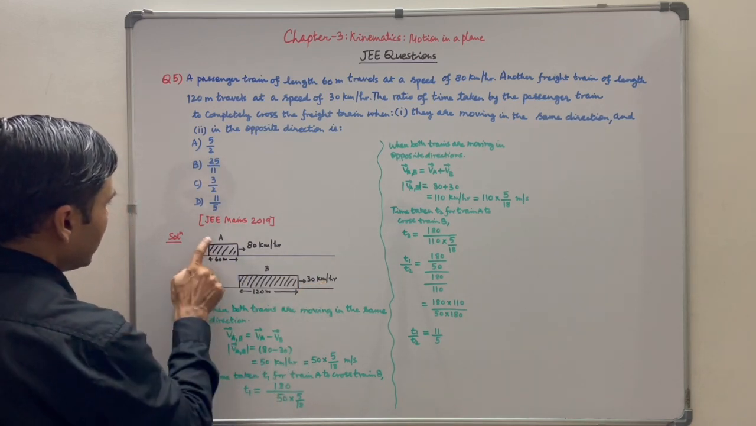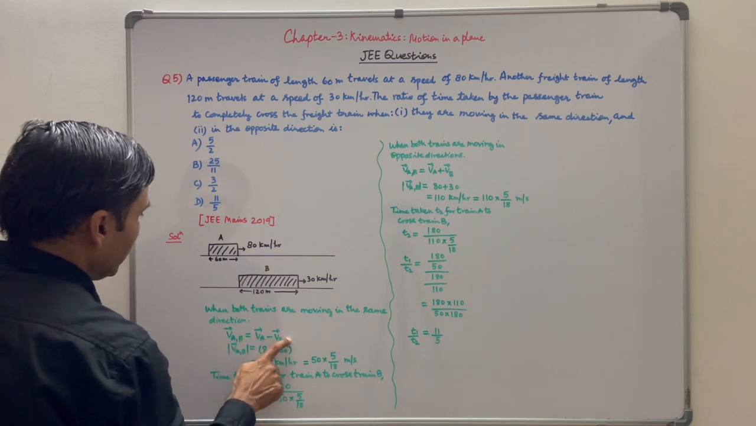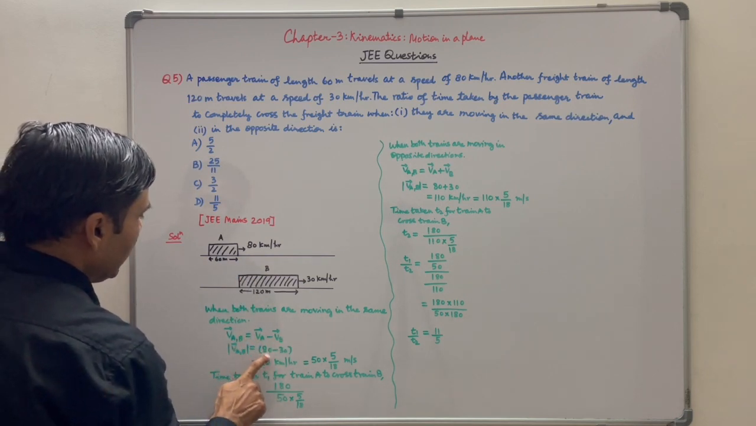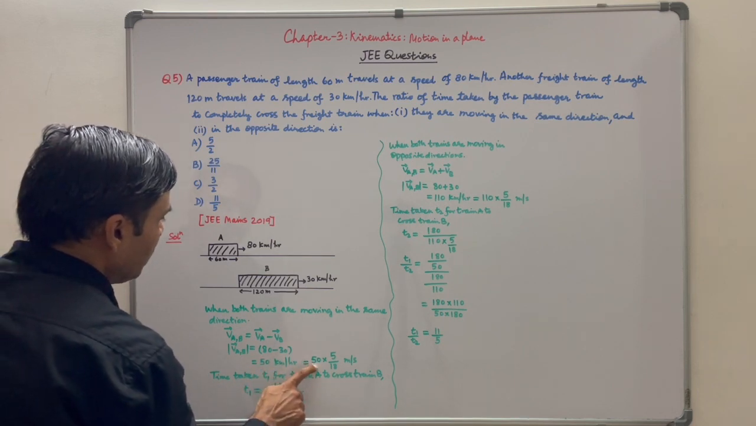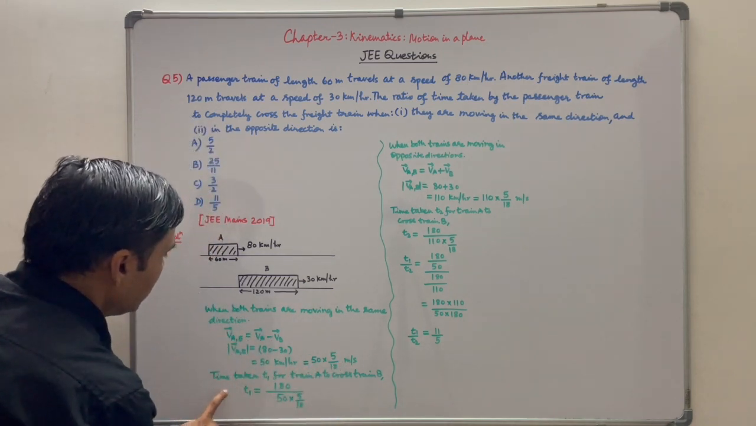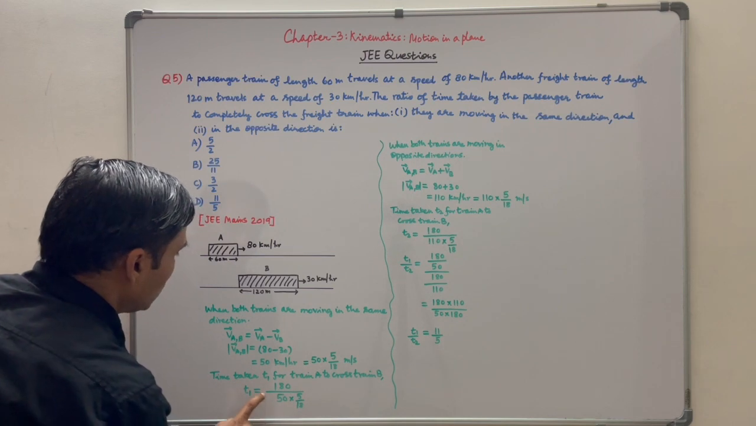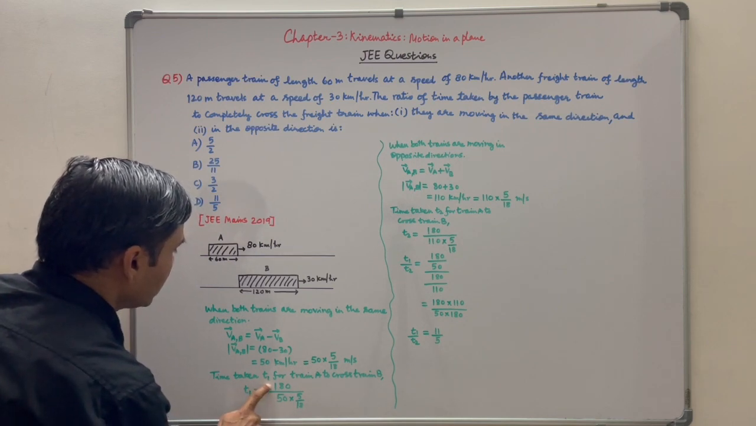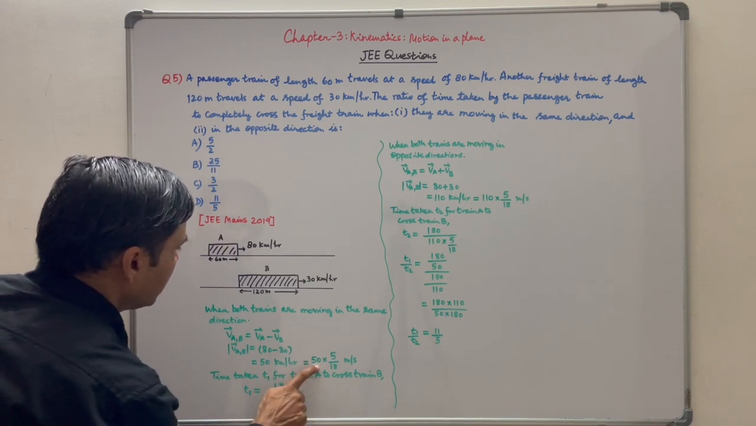So velocity of train A with respect to B is equal to VA minus VB. So magnitude will be 80 minus 30, that is 50 km per hour, or 50 into 5 by 18 meter per second. So time taken T1 for train A to cross train B, T1 is equal to 180, that is total distance traveled by train A to completely cross train B upon relative velocity, that is 50 into 5 by 18.